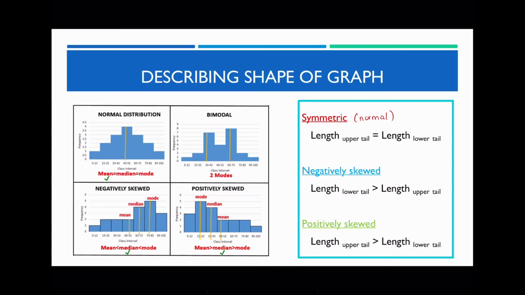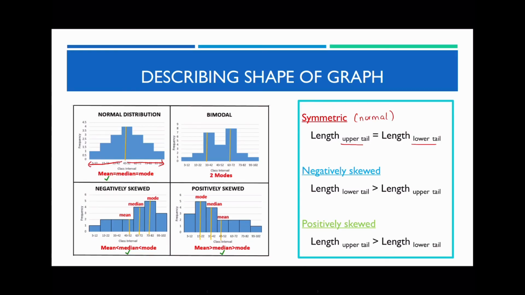Now, when something is normally distributed, or when it's symmetric, the length of the upper tail is the same as the length of the lower tail. These tails are just imaginary. If you've eyeballed where your median is going to be, this over here represents your upper tail. This over here represents the lower tail because it's lower than your median. Notice that the length of your upper tail and the length of the lower tail are approximately the same. Because they're equivalent, this is referred to as symmetric.